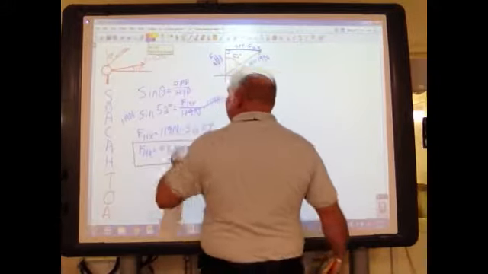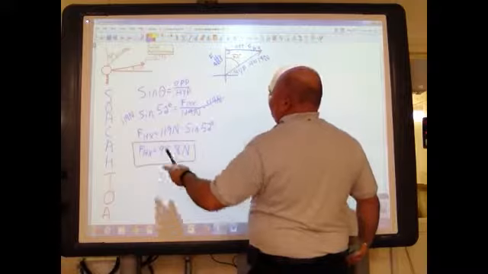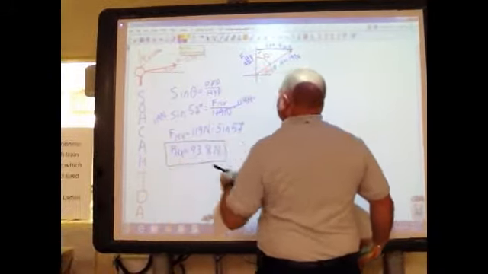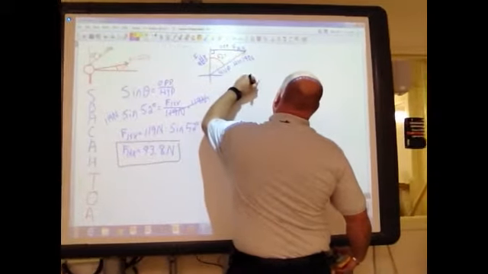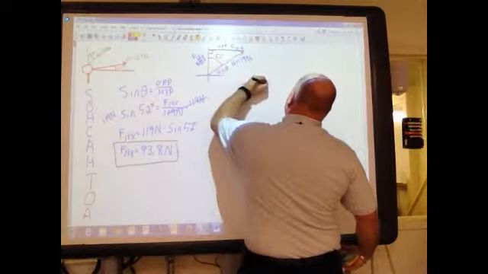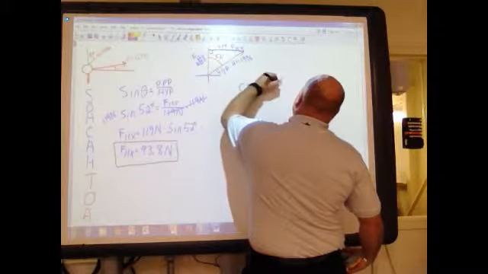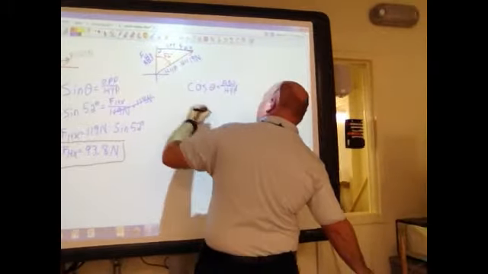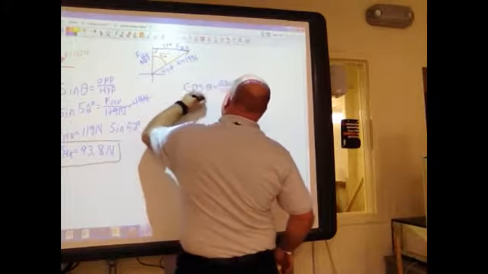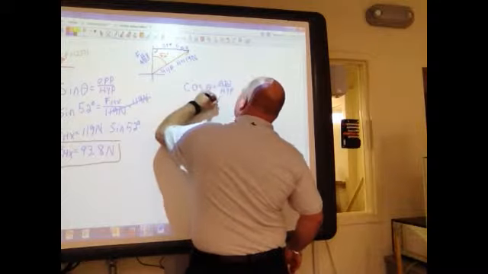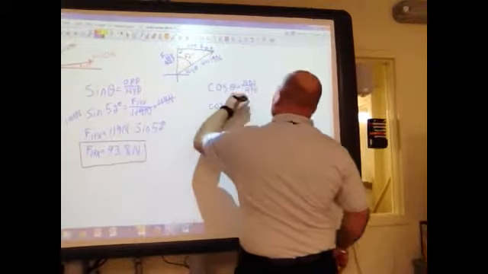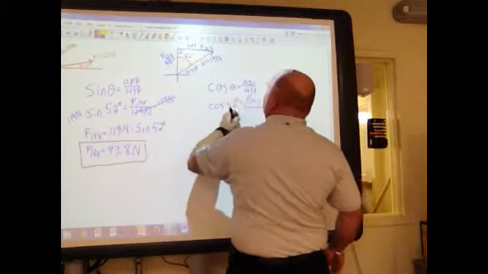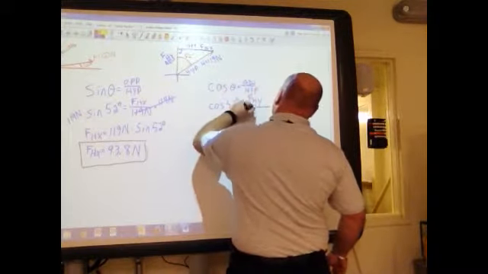And go to the next one. Since I used sine, I need to do cosine because I have adjacent and hypotenuse. So the cosine of theta equals adjacent over hypotenuse. So the cosine of 52 degrees equals adjacent, which is F sub hy, divided by 119 newtons.